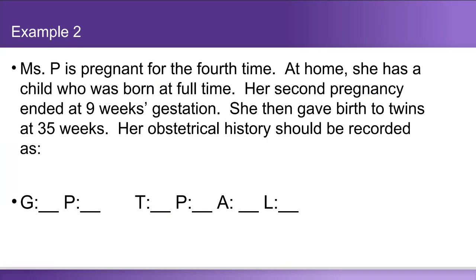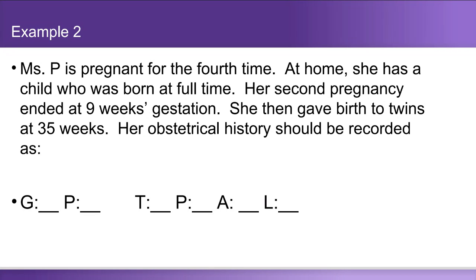Now this one's going to be a little bit more complicated. Now we have Mrs. P, and she's pregnant for the 4th time. So automatically we know if she's pregnant for her 4th time, then she's had 4 pregnancies. So she's definitely a gravida 4. Okay, so at home, she has a child who was born at full term. So we can say that's term 1. Right? We've had 1 term delivery. Her 2nd pregnancy ended at 9 weeks. So that's going to fall under abortion. So we have term 1, abortion 1, right?